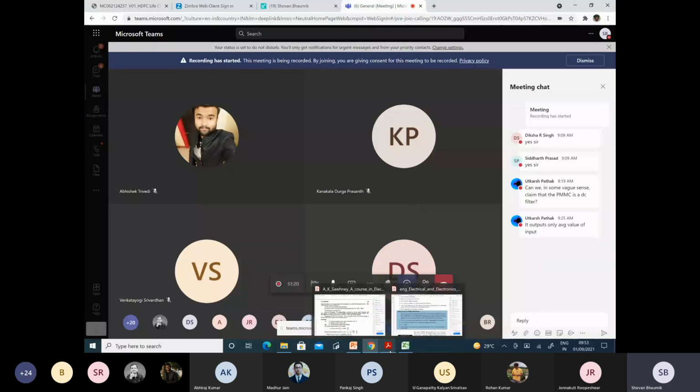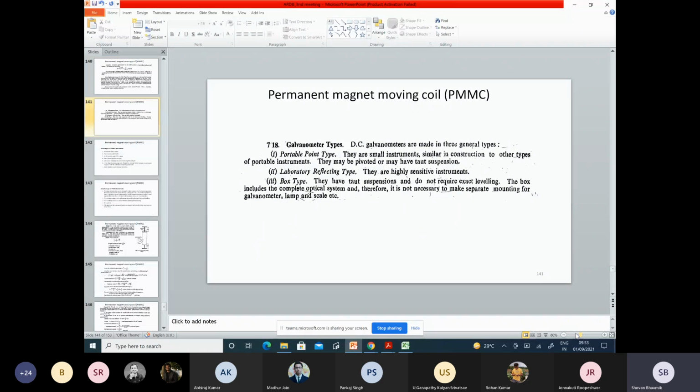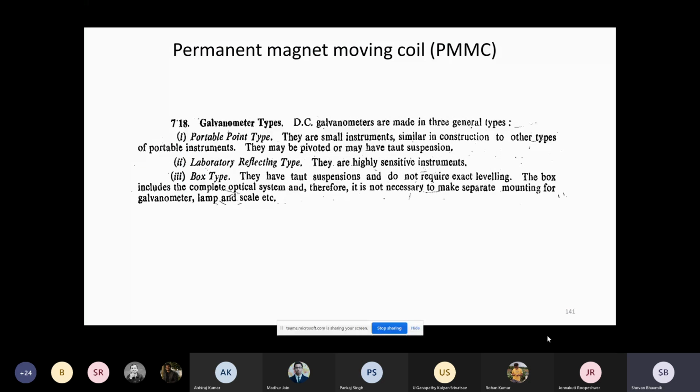Now, as I discussed, I put it on the slide that there are mainly three types of galvanometer. In fact, you can think there are two types of galvanometers. DC galvanometers, PMMC instruments and galvanometers are made for DC measurement, not AC. That's what I was repeatedly telling. And there are three types, one is the portable type. They are small instruments, similar in construction to other types of portable instrument. They may be pivoted, or may have the taut suspension. All the DC meters we have in our machine labs are this type of galvanometer.